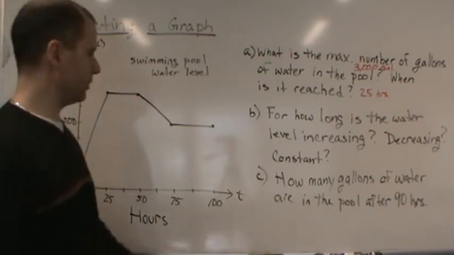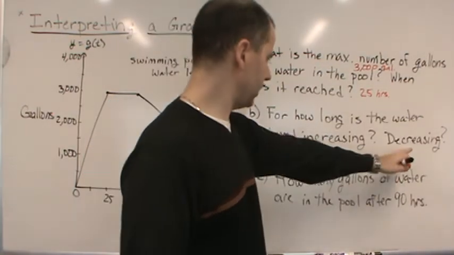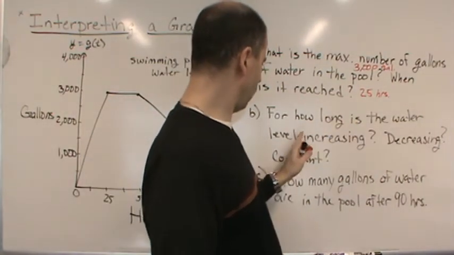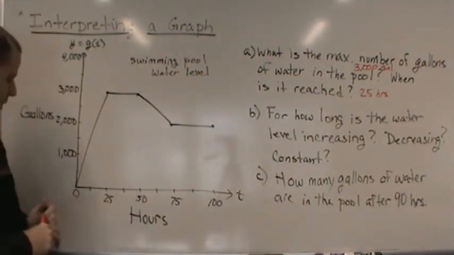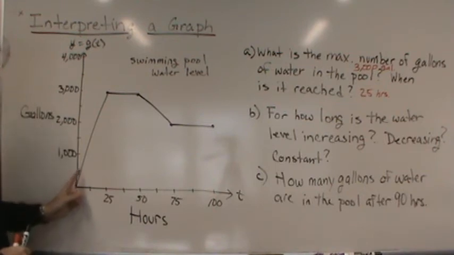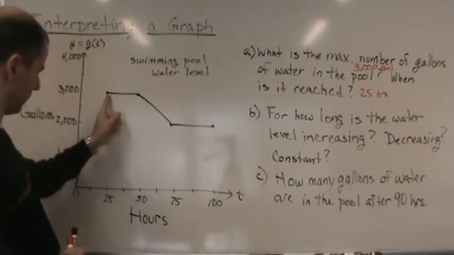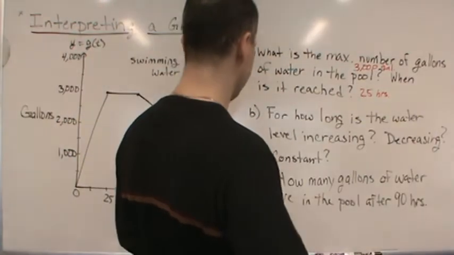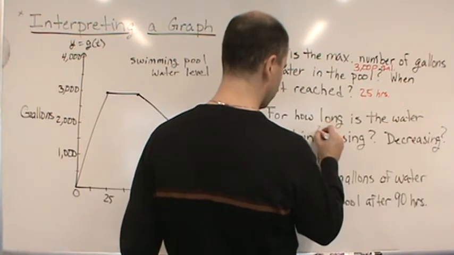Now part B says, for how long is the water level increasing, decreasing, constant? So how long is the water level increasing? Well, if we look at it, time is going this way, so it's increasing left to right, from this point to this point. That's when it stops increasing. So from 0 to 25 hours. So the water is increasing for 25 hours.